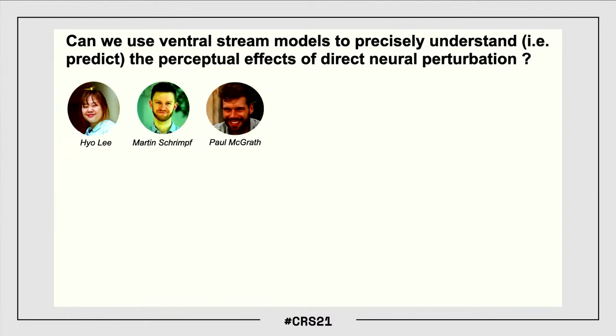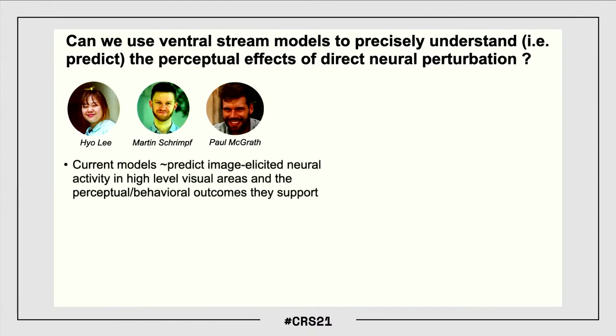This work, and really we're far from that kind of technology yet, but we're telling you here about the science that might lead to that based on these models. So this work is led by a combination of people, and some of them are listed here. Hyo Lee, who was a graduate student at the time, and Martin Shrimp, another graduate student, and Paul McGrath, a master's student. And so the idea is that you take current models. We already know, as I've just described, that they're pretty good at predicting the image-elicited neural activity in high-level visual areas and the behavioral outcomes.